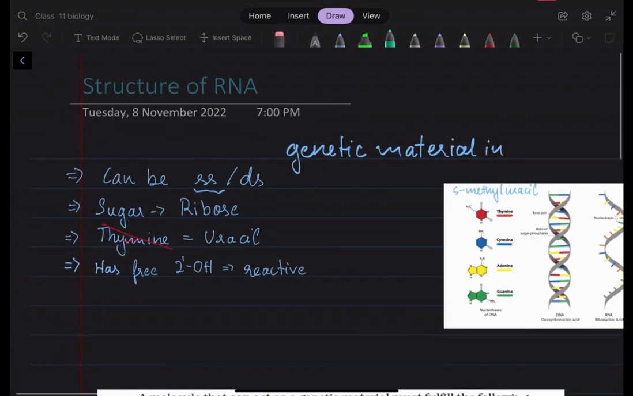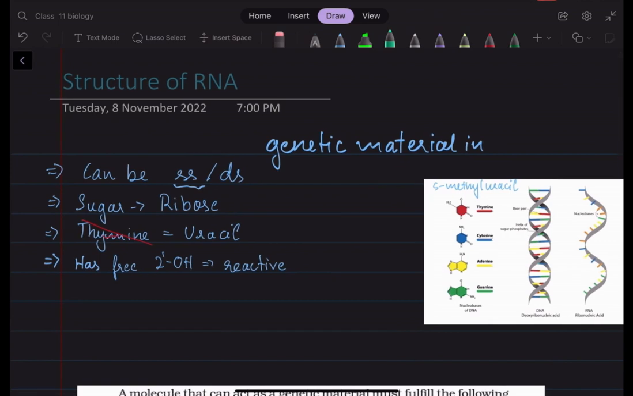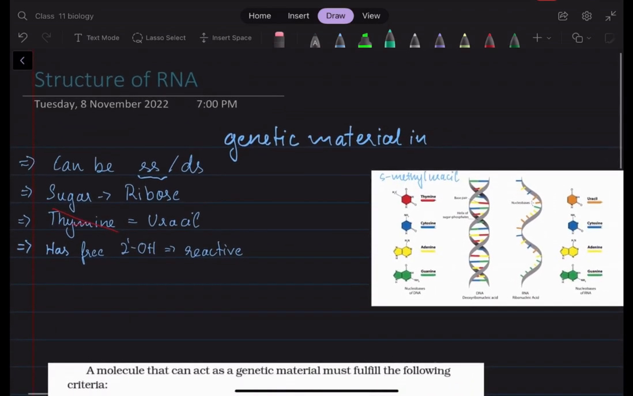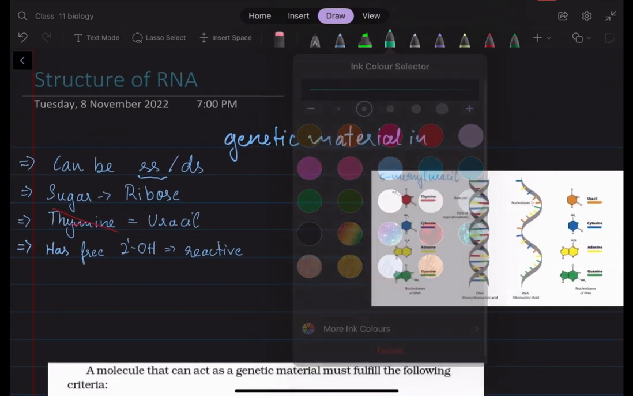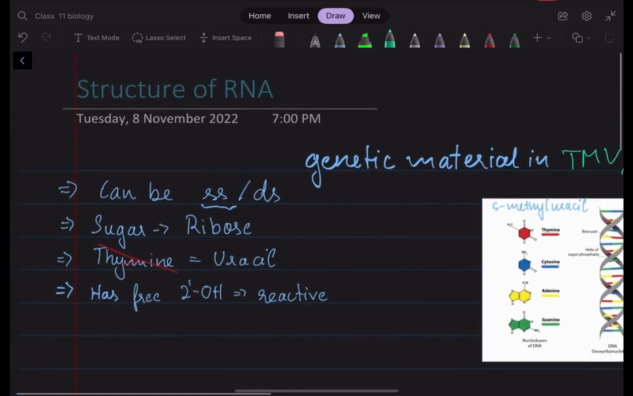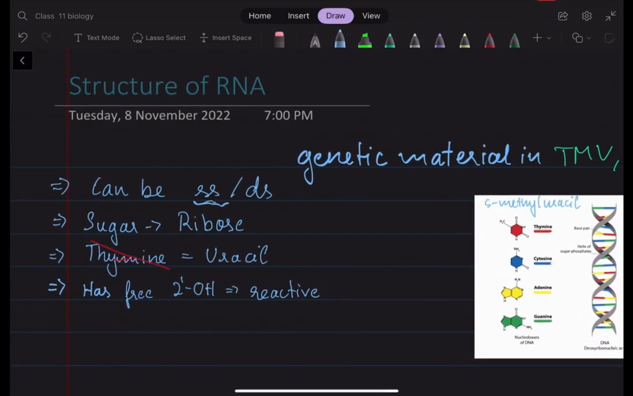In this video, we'll be learning about RNA. RNA was found as the genetic material in viruses like TMV, tobacco mosaic virus, QB bacteriophage, etc. Just after some time, DNA was discovered as the genetic material. RNA can either be single-stranded or double-stranded, but usually we study it in the single-stranded form.